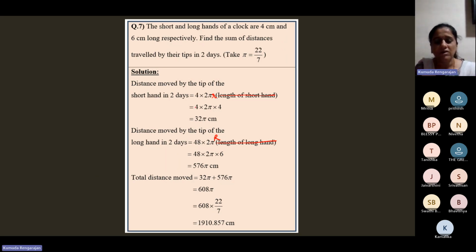So what I've done is, I've found the answers in pi. I've not used 22 by 7 because it's not divisible. So I've found the answer in pi. So 32 pi, 576 pi. Then I add both, I get 608 pi. Now, once and for all, I use the value of pi as 22 by 7, so you can save time in calculation. Every time using 22 by 7, and then maybe you'll find the decimal value, you're going to spend a little extra time there. So don't use the value of pi. Find both the answers in pi and add. And once and for all, here you use the value of pi.